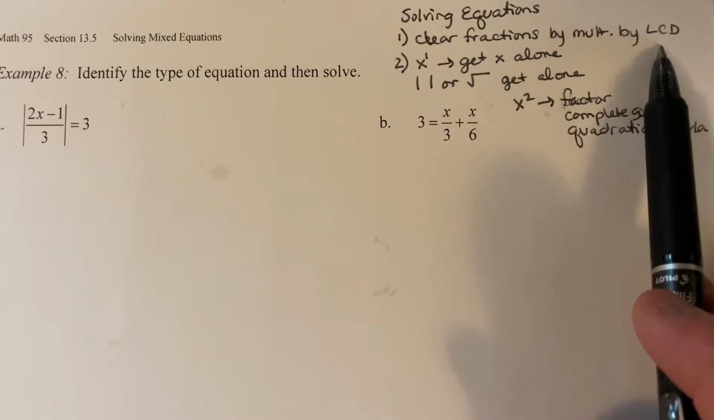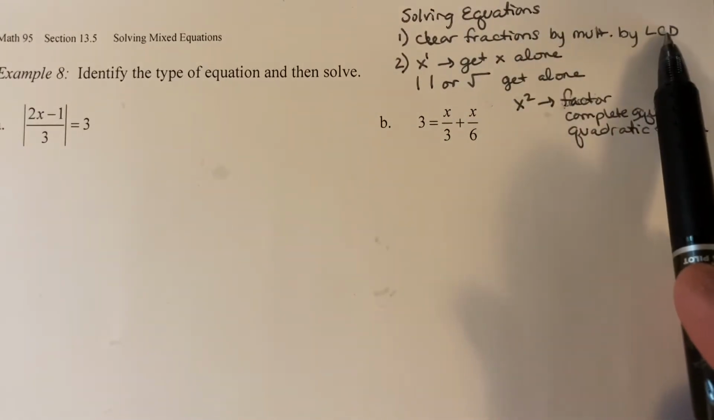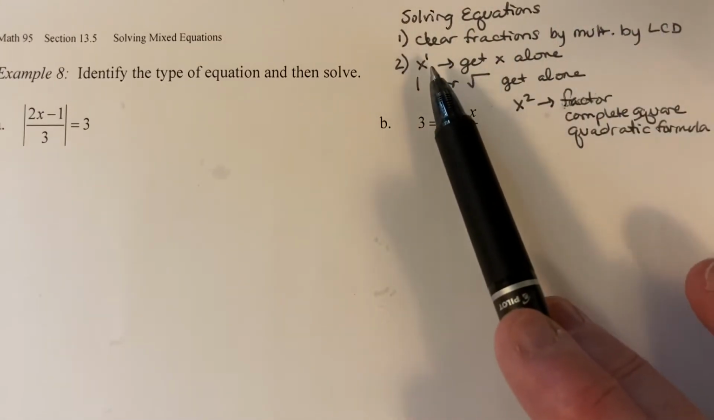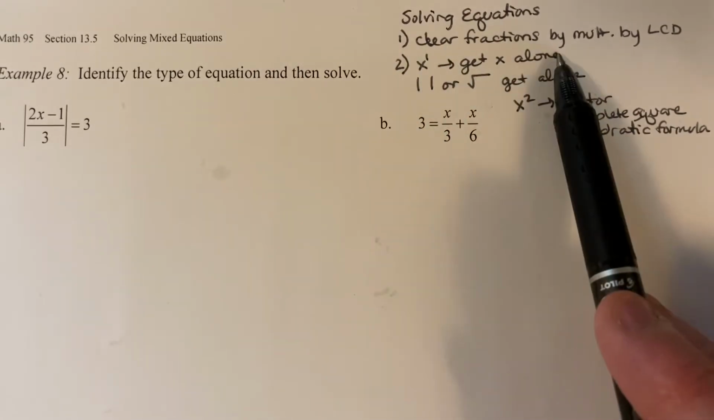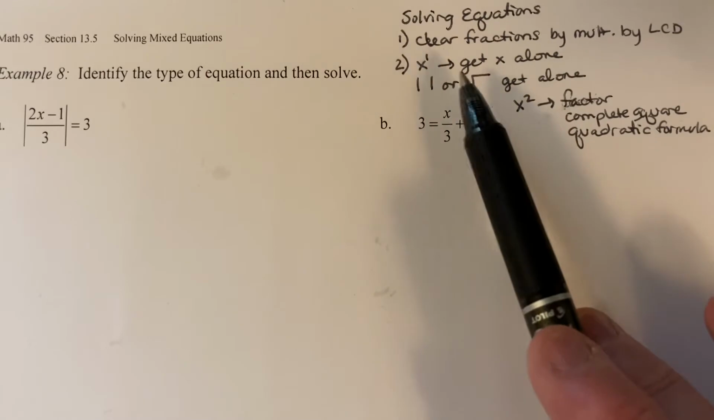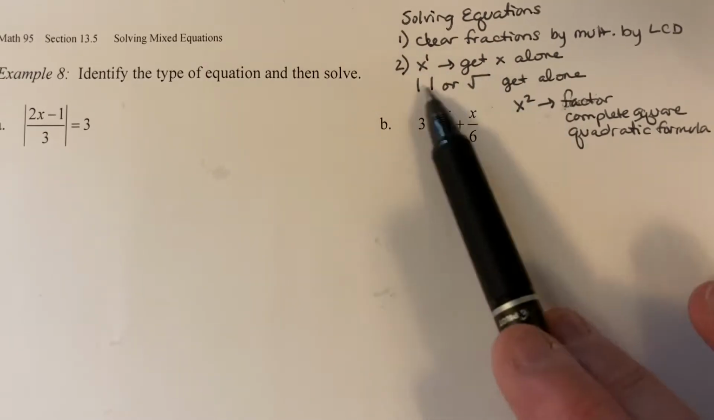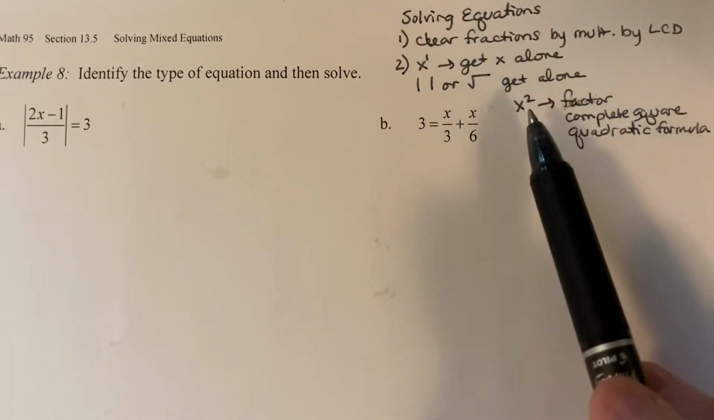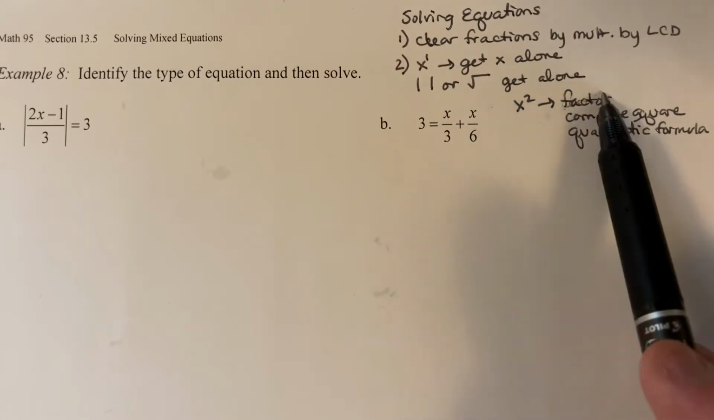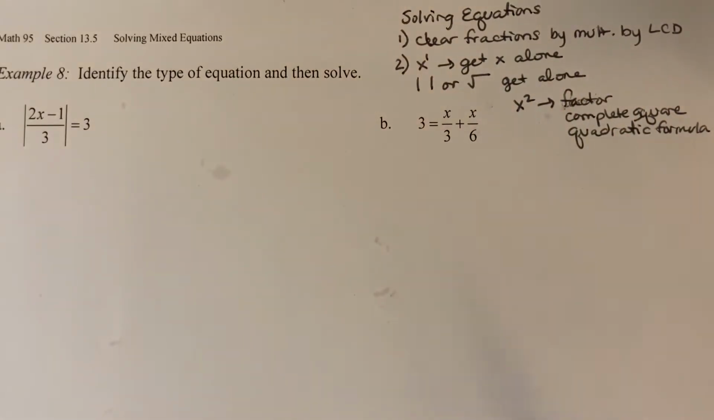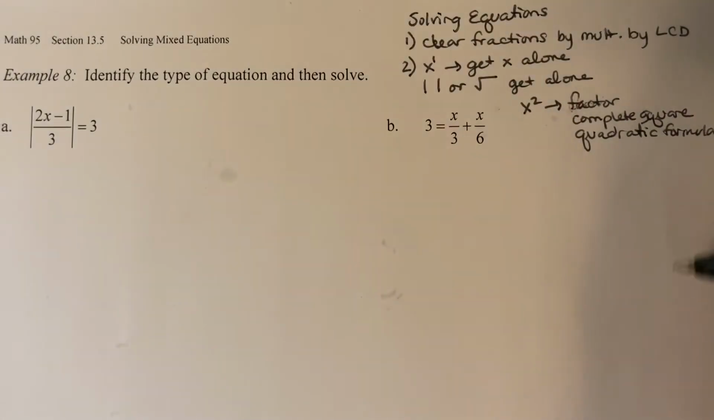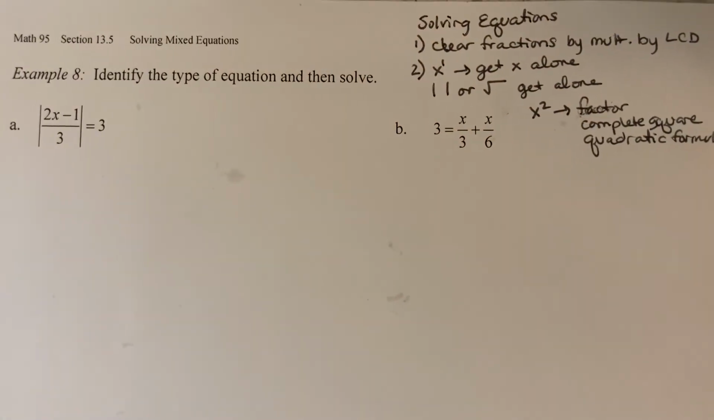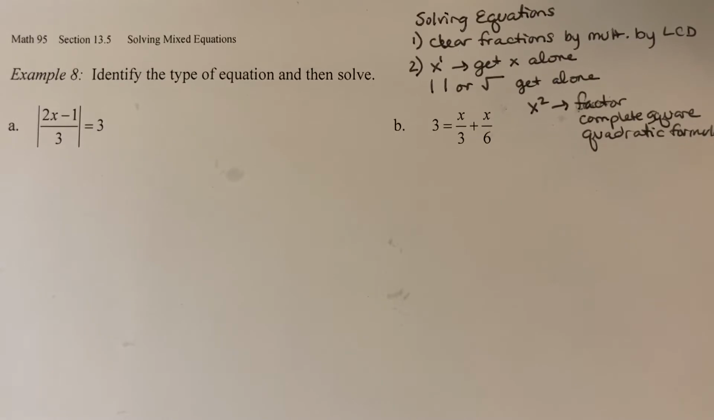So we need to be on the lookout for what it is we're doing. Getting rid of fractions should always be a strategy. Then if it's just x to the first, if there's no x squared, the goal is just to get x alone. If there's absolute values or square roots, we need to get that alone. If it's an x squared, we have 3 different ways that we've learned to solve quadratic equations. So let's see if these short steps can get us through the equations on this page.